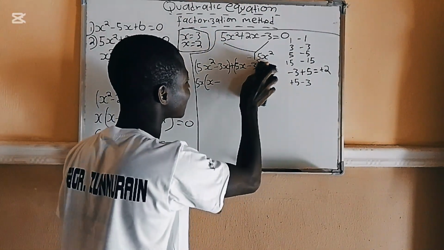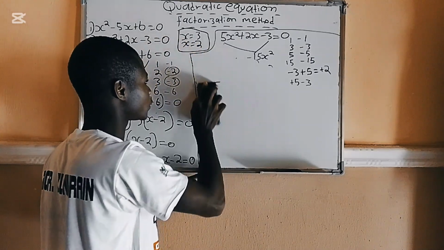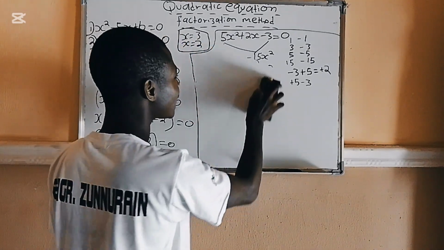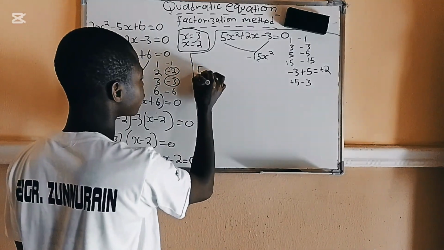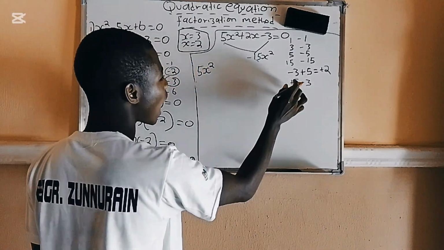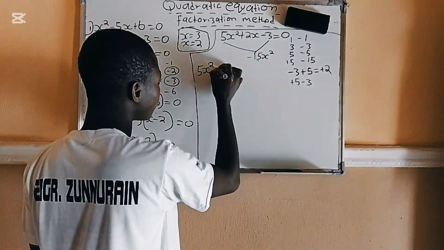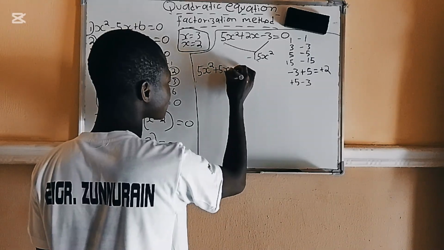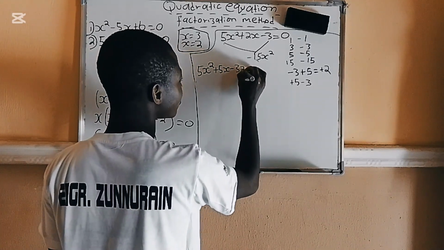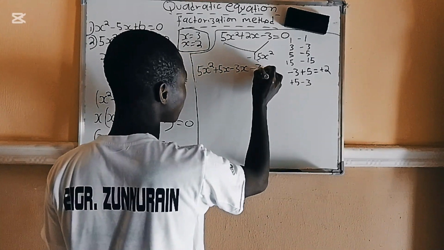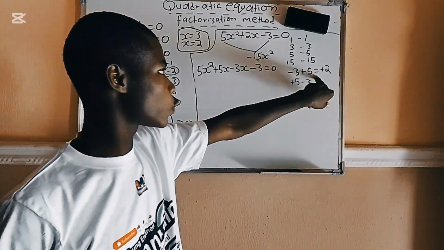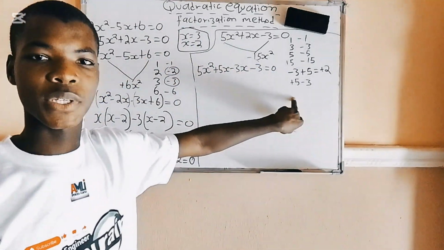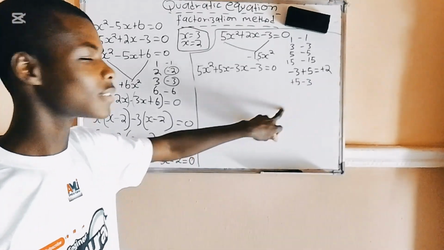So let me clean it so as not to confuse you. If I clean both, at the end, I will have 5x squared. I have to first put positive 5x minus 3, 3x minus 6. Because you can never factorize this way, unless you use this way. I hope you get it.